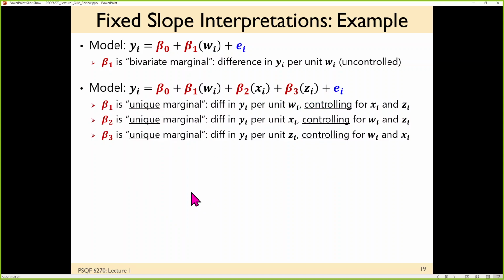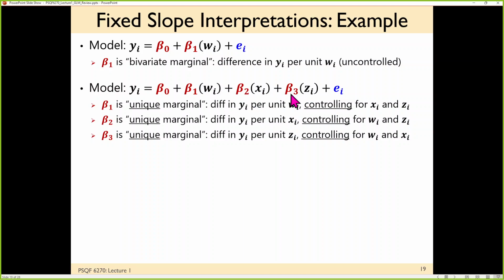If I add some more predictors to my model, beta 0 changes interpretation. This is now the expected outcome when w is 0, x is 0, and z is 0. So beta 0 is going to change because it means something different. Beta 1 is going to change because it means something different. This is now the unique effect of w after controlling for x and z. What does w bring to the table that these two don't have? Each of these is interpreted that way. What does x bring to the table that the others don't have? That's what beta 2 tells us. What does z bring to the table?